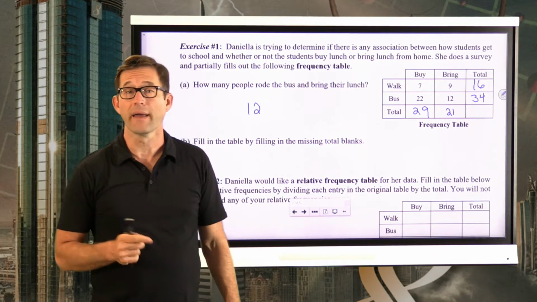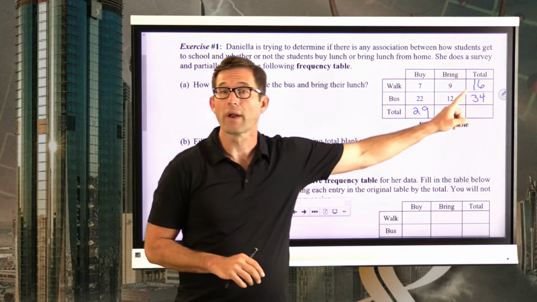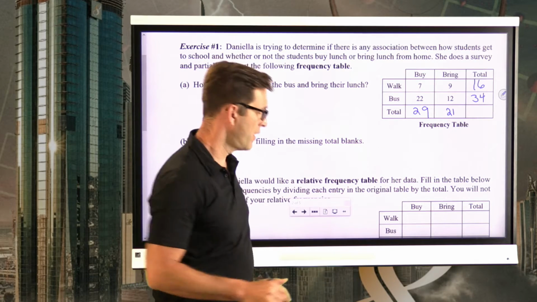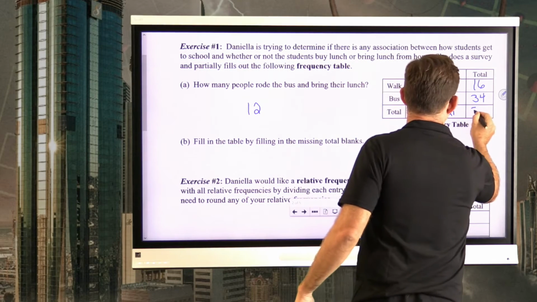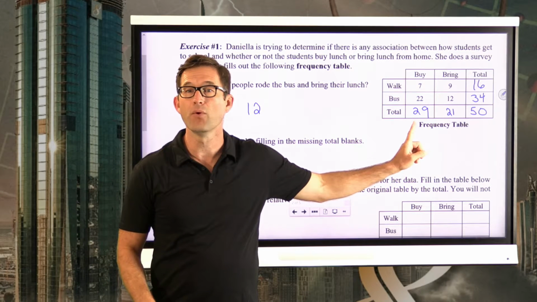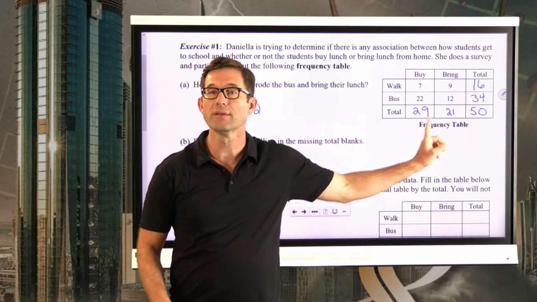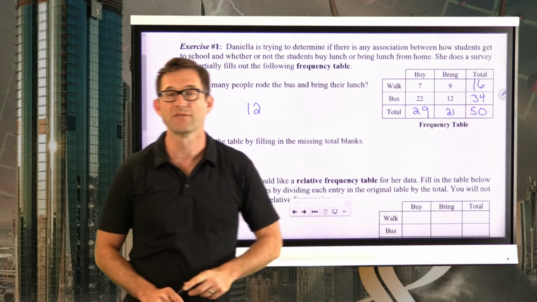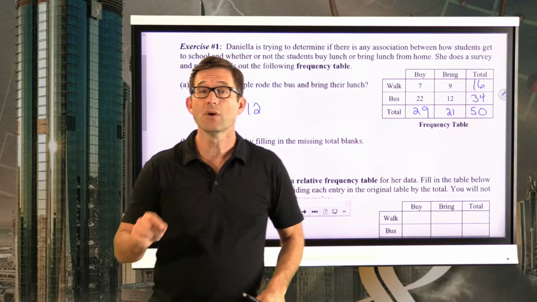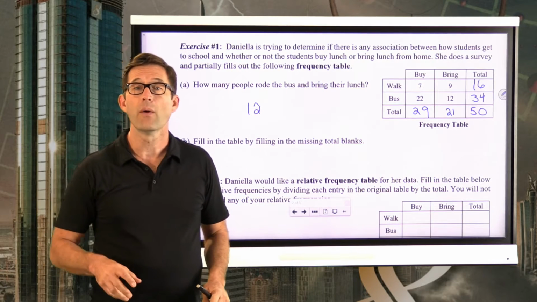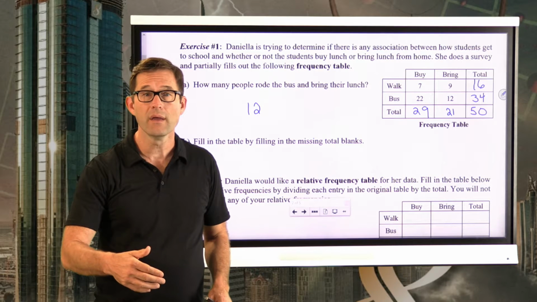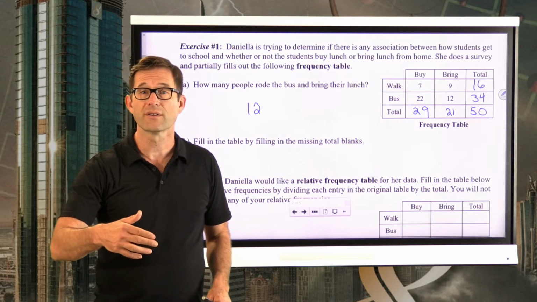Now, the final little blank, and this is an important one, is when I add up all the people who walk and people who rode the bus, right, I'll find that there were 50 total people. And that total will be the same as when I add up all the people who buy their lunch and all the people that bring their lunch, 29 and 21, also gives me 50. All right, that number right down there is very important. It shows us the total number of people that were in this survey, that were questioned about whether they buy or bring and whether they rode or walked.